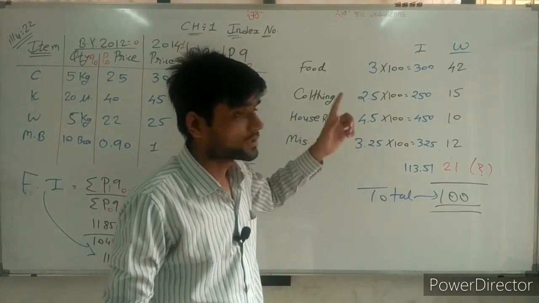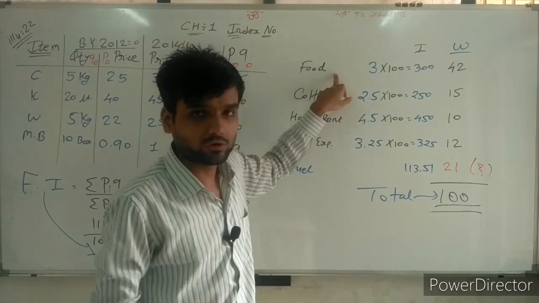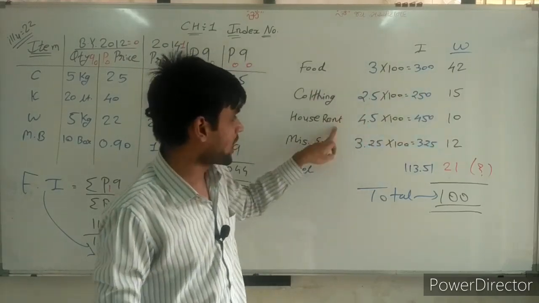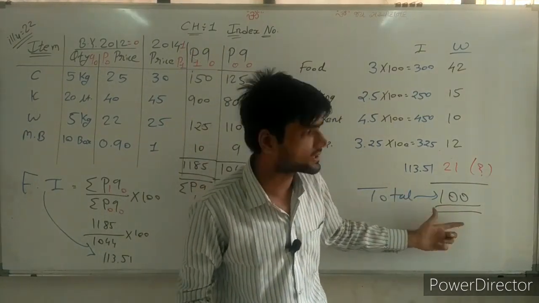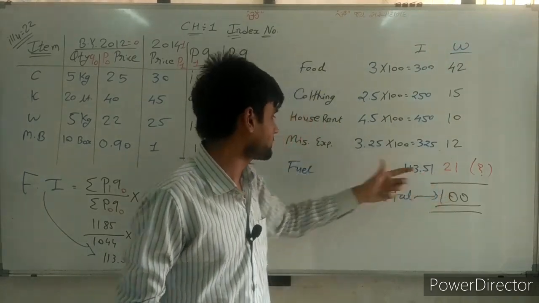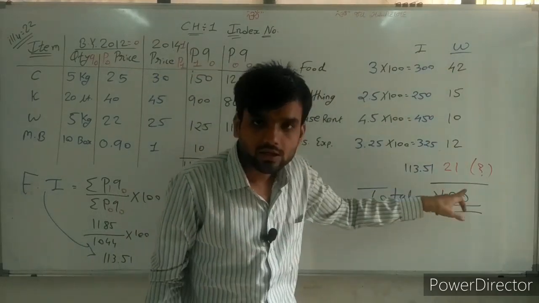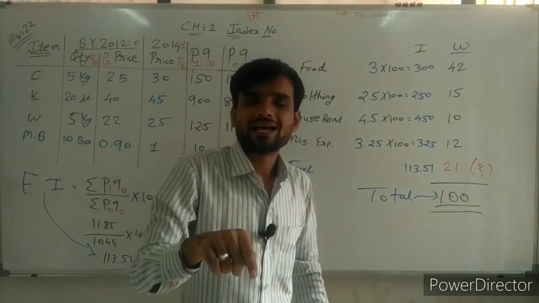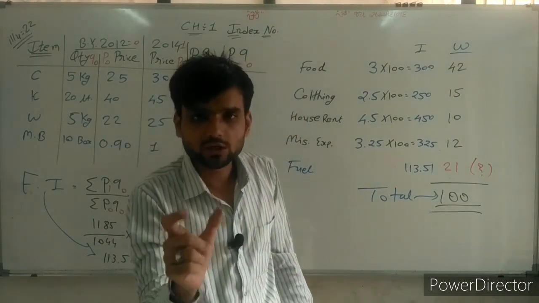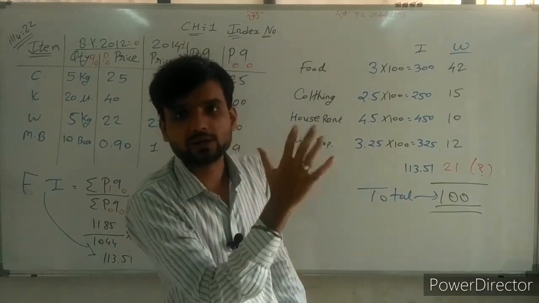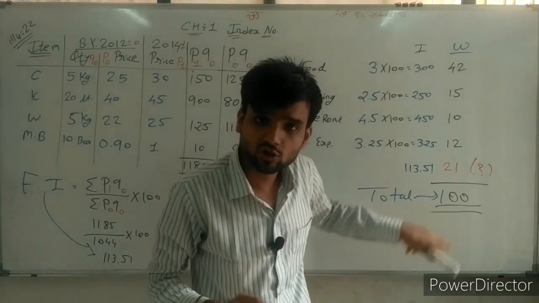Now against it, the total percentage of expenditure is given. 42% on food, 15% on clothes, 10% on house rent, 12% on miscellaneous expenditure. Total 100%. From this 100%, 79% is deducted, so 21% is the fuel expenditure. So it's W, weight. How many percentage is spent on a particular group of expenditure? That is W. So I have the value of I and also the value of W.